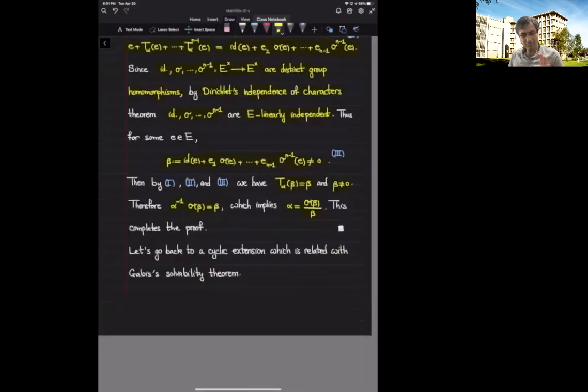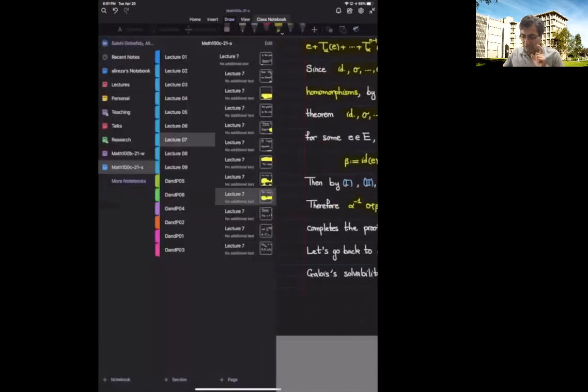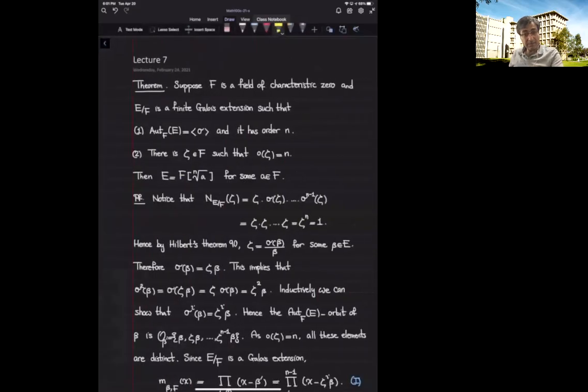Okay, so far so good. But what is the connection between this and the Galois solvability theorem? The connection comes from the blocks of the tower.